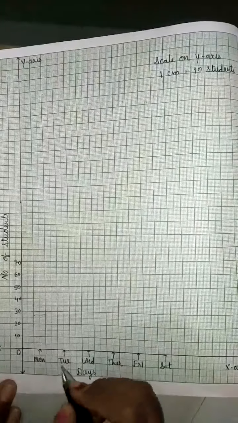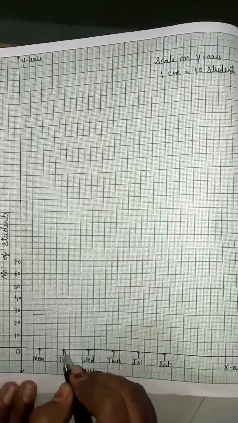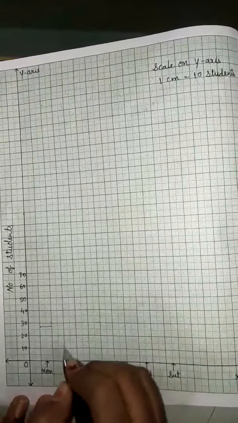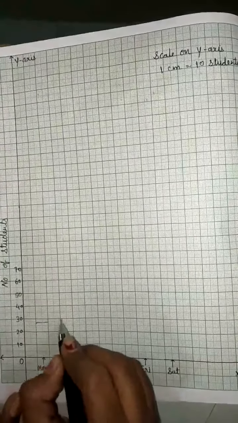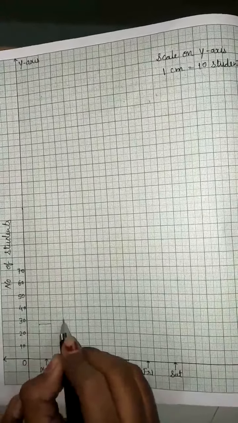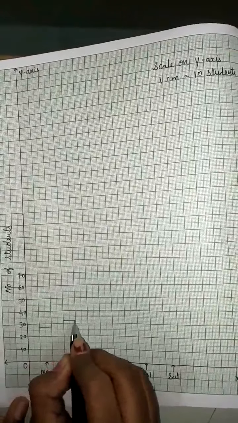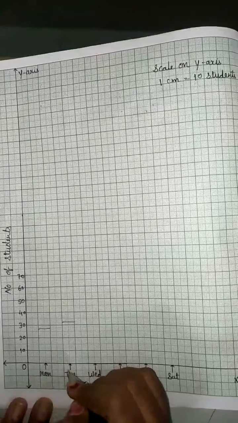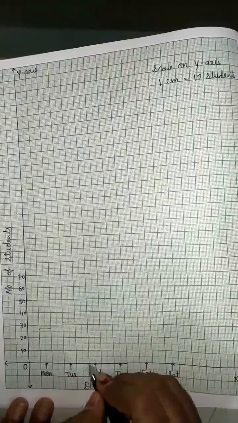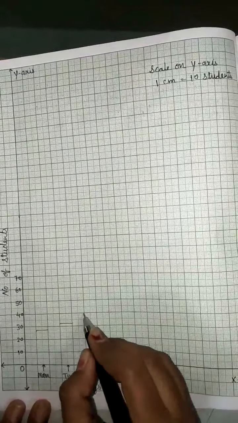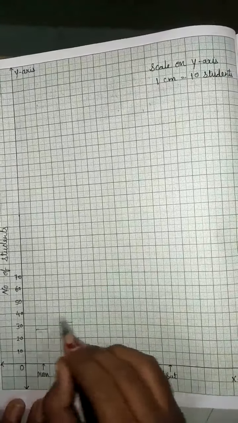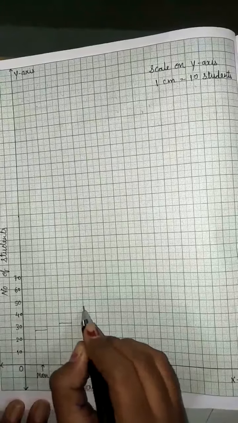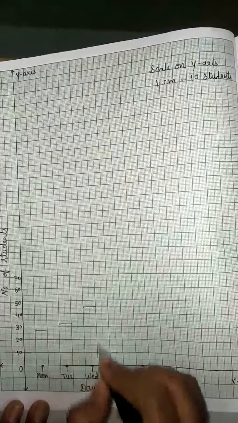Okay, now let's see. On Tuesday 32 students visited the library. So let's see where 32 comes. Here it is already 30, then 31 and 32. So here we'll draw the bar block of 32 students. Now on Wednesday 45 students visited the library. You can see here it is 40. Now we'll count 5 more blocks, so here 45 students will come.